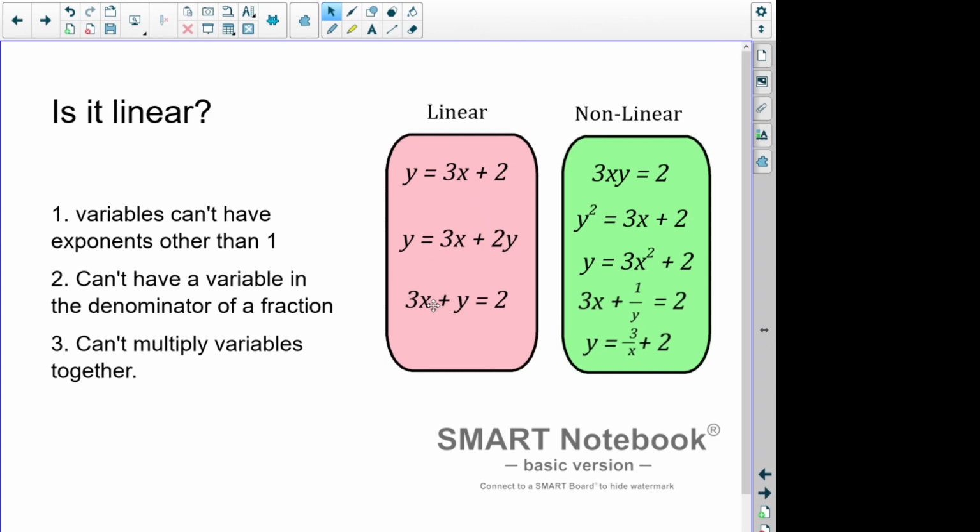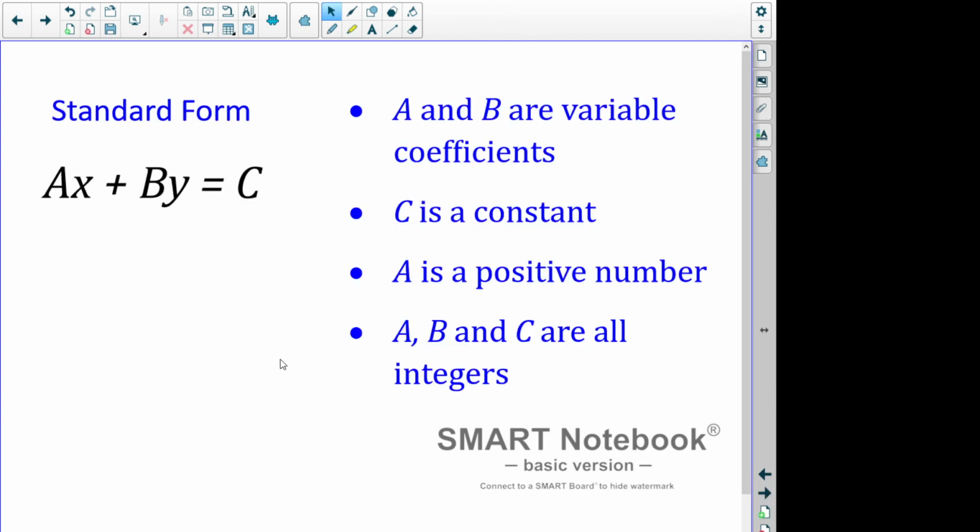Sometimes we'll talk about that as a degree 1, right? That just means the exponents are all 1. So we call that a degree 1 or first degree equation, but more commonly we call those a linear equation. So that's an easy way to check to see if an equation is linear.